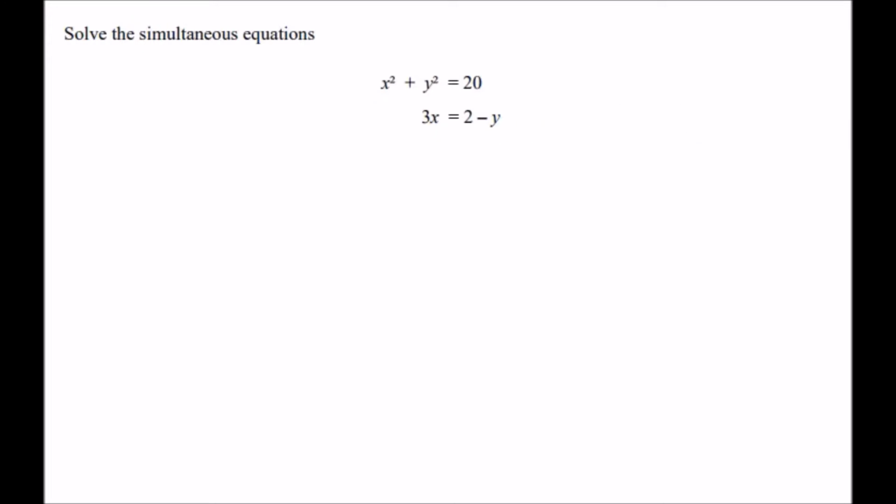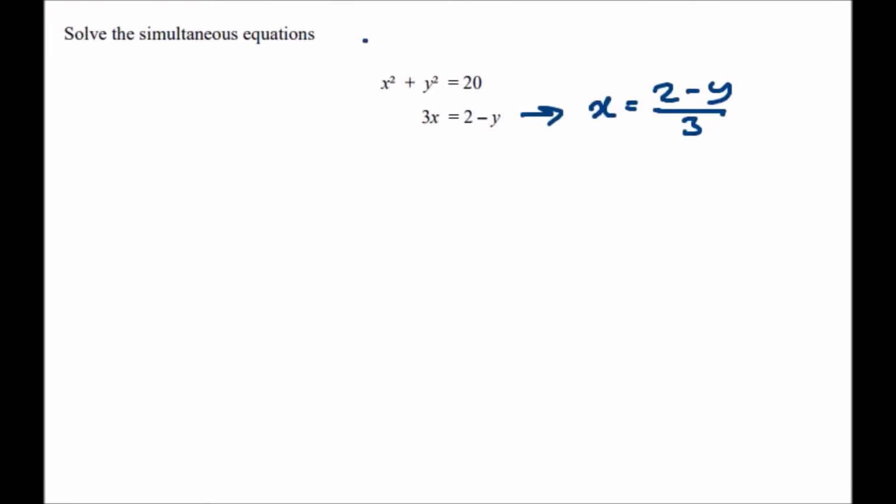Well, first things first, we should make either x or y the subject. Because this second equation is kind of laid out for us, we should just simply divide it by 3 to get x as the subject. So this should become x equals 2 minus y all over 3. And that's it. Now we need to plug this into the original equation. So let's do that. So x squared is going to be all of this term squared.